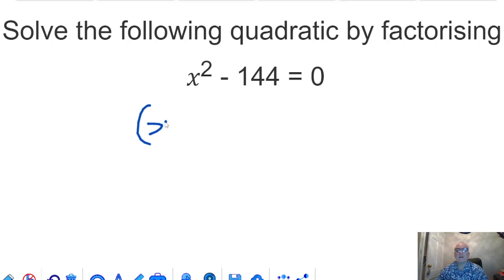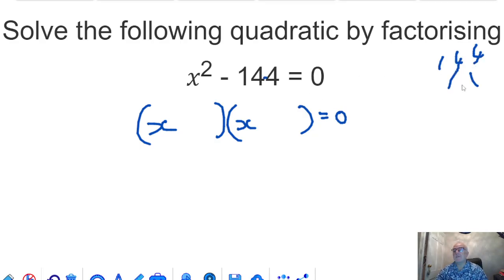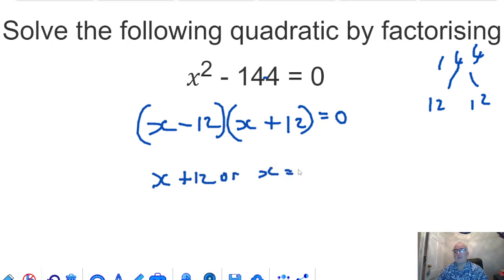Okay, let's see how you did. I've got my x squareds in there. 144. Well, 12 times 12 is 144. So I've got 12 in the first bracket, 12 in the second bracket. And it makes no difference whether I put the negative in the first bracket or the second bracket. So when I factorise this out and solve it, it is x minus 12, x plus 12, so my solution is x equals plus 12 or x equals minus 12, and that would be my solution.